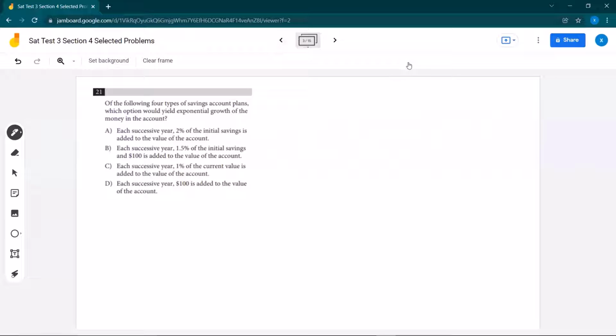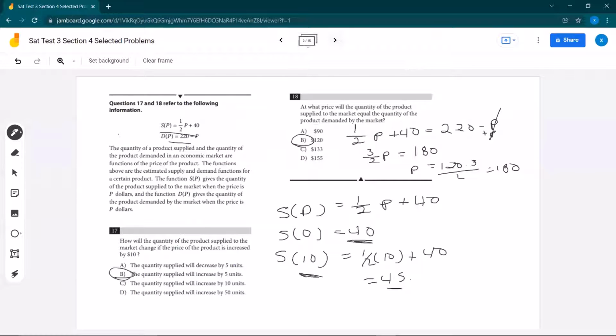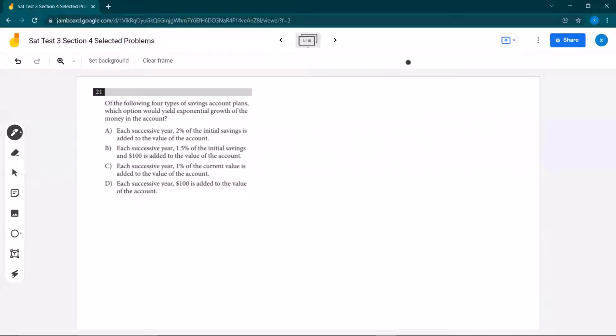Question 21. Question 21 is asking about these answer choices, each of which is a plan, so to speak. It says, of the following 4 types of savings account plans, which option would yield exponential growth of the money in the account? Just to reiterate, exponential growth is not linear. It doesn't increase by a constant amount, like up 1 over 5, up 1 over 5. Instead, it's increasing exponentially.